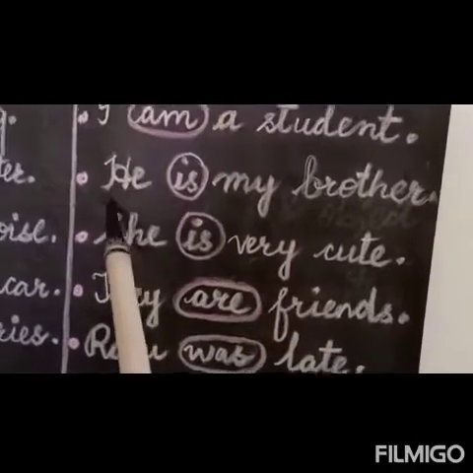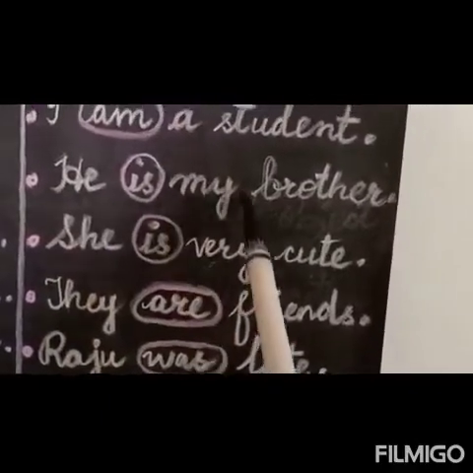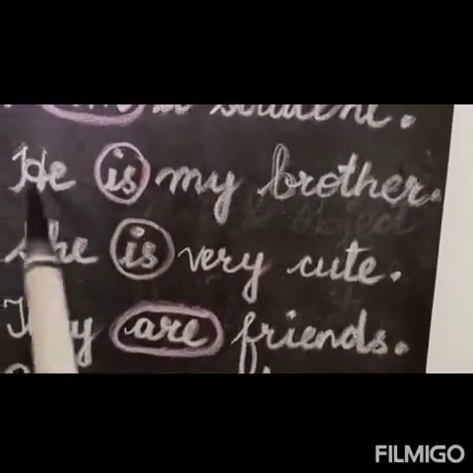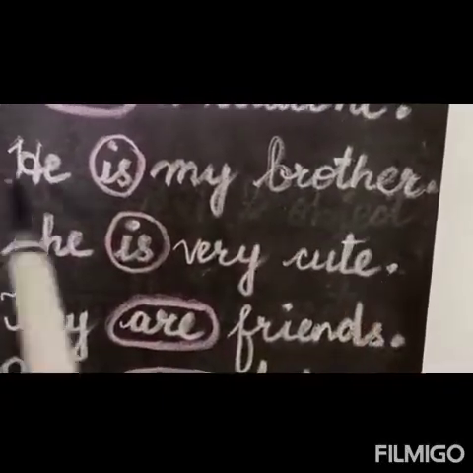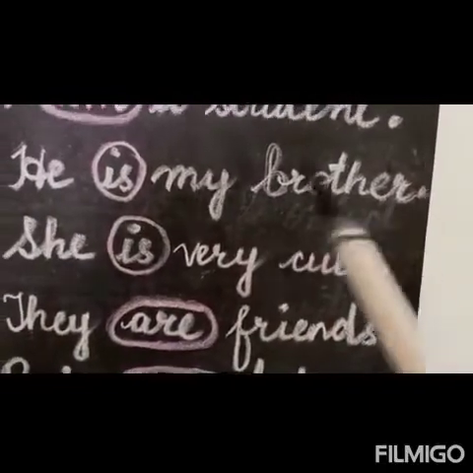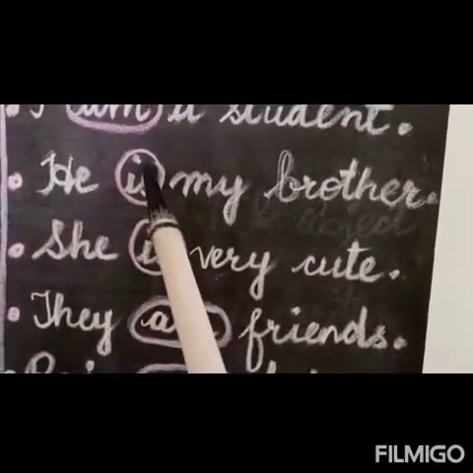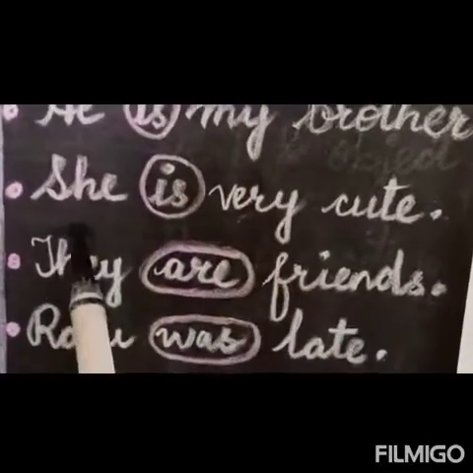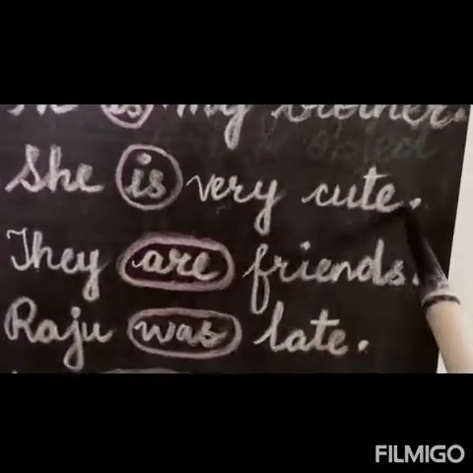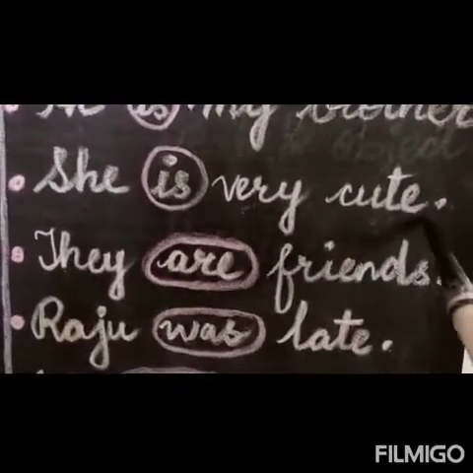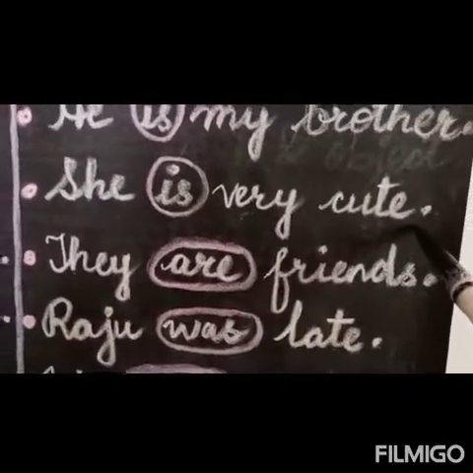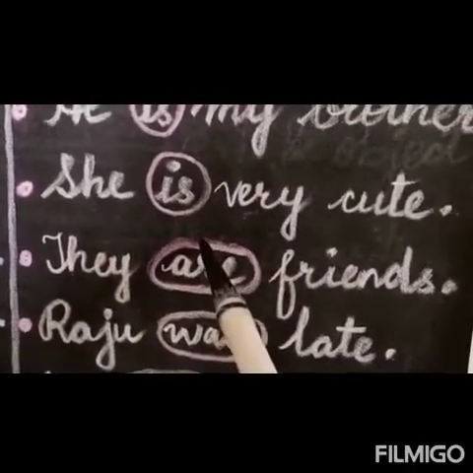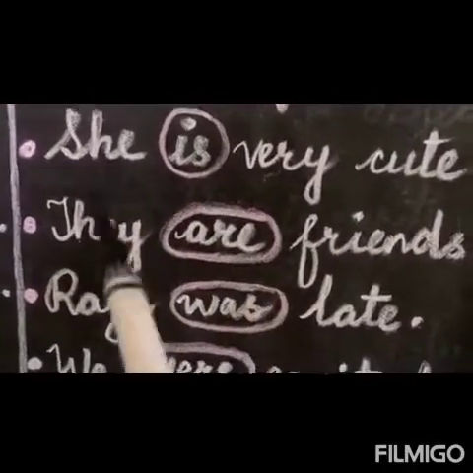Okay? He is my brother. You see, he is my brother. Is there any action? No. Is there any physical activity? No. So here is is the verb, but it is not the action verb. It is the verb of being. She is very cute. Now you see in this sentence, no physical activity, no physical action is there, but this is acting as a verb, and it is a verb of being.